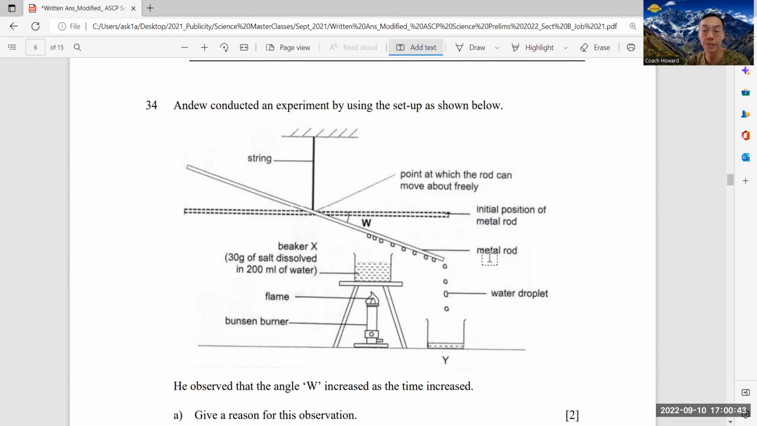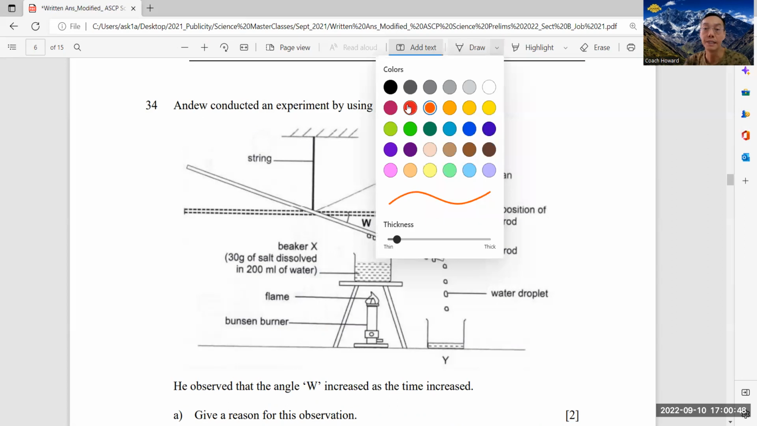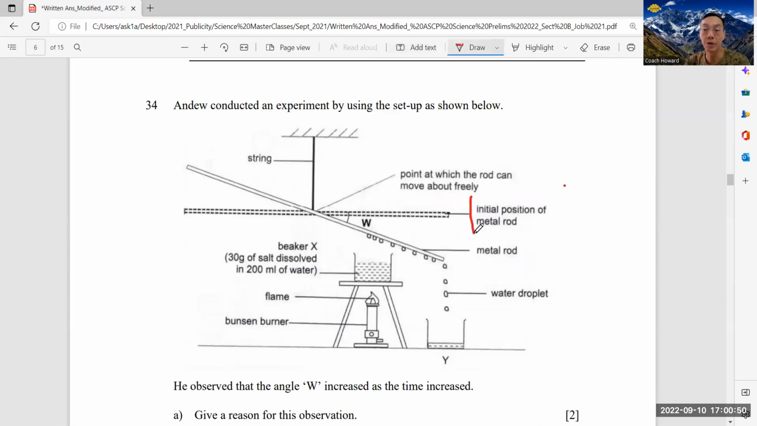We have a metal rod. We have this part where they indicate the initial position of the metal rod. So I want you to annotate this part. That means before the beginning of the experiment, the rod is suspended in a manner where it is parallel to the floor.